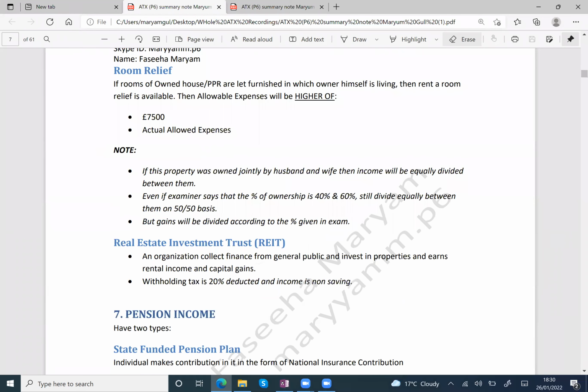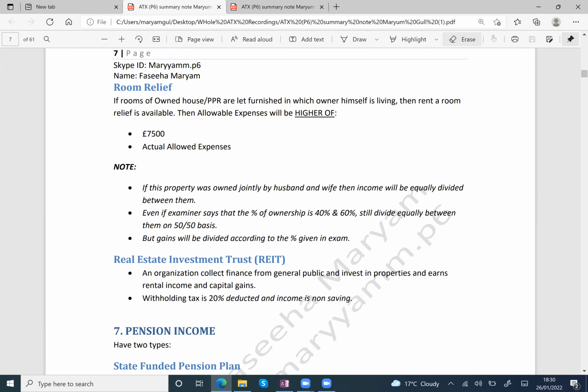Next topic, rent a room relief. Rent a room relief means if a room of an owned house in which you are living, your principal private residence, PPR. So owned house, principal private residence means in which the owner is living himself, and then he will let a room or rooms out of his property. So if rooms of an owned house are let furnished in which the owner himself is living, then he will get the rent a room relief.